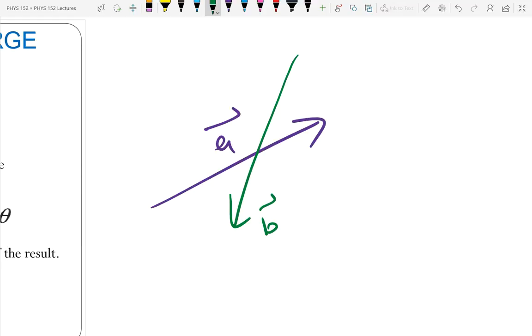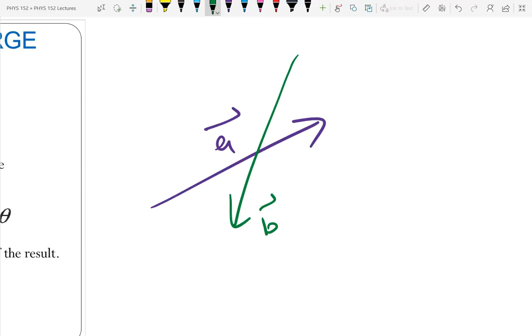Out of the screen and into the screen. Those are the only two options that are perpendicular to both of the lines. So that means that my cross product direction is going to have to be one of those two because it has to be perpendicular to both of the vectors. So it's the product of the perpendicular parts of the vector, and its direction is perpendicular to both vectors.